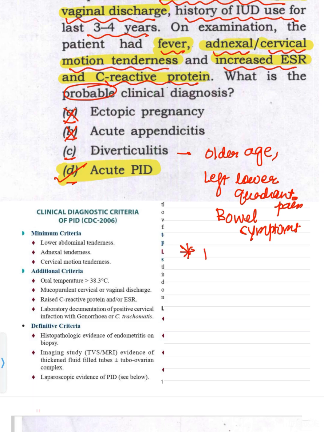There is no reason for vaginal discharge in diverticulitis. So why is there vaginal discharge? And why is there cervical motion tenderness? So these options are wrong, and that's why the answer will be acute PID.